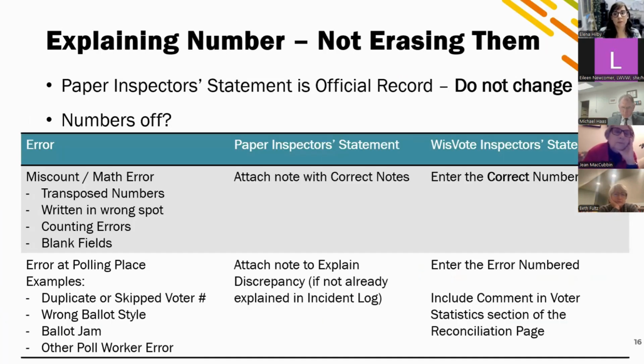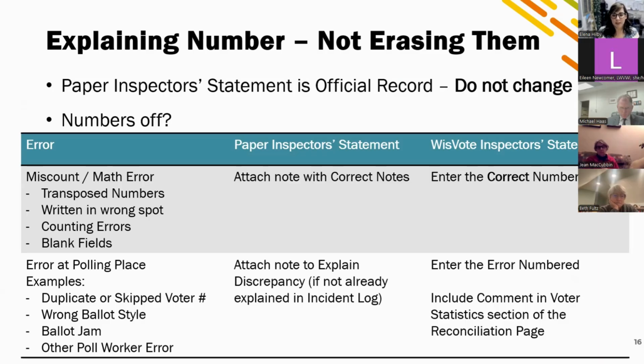So sometimes the numbers are perfect and sometimes they're not. There are really only 2 main reasons why the numbers might be off. First, there could be a simple math error or miscount, or something unexpected happened at the polling place that caused a mismatch that can't be fixed, only explained. Clerks use an incident log page to record anything found during reconciliation and attach it to the paper inspector statement, which shows we're clarifying the record, not rewriting it.